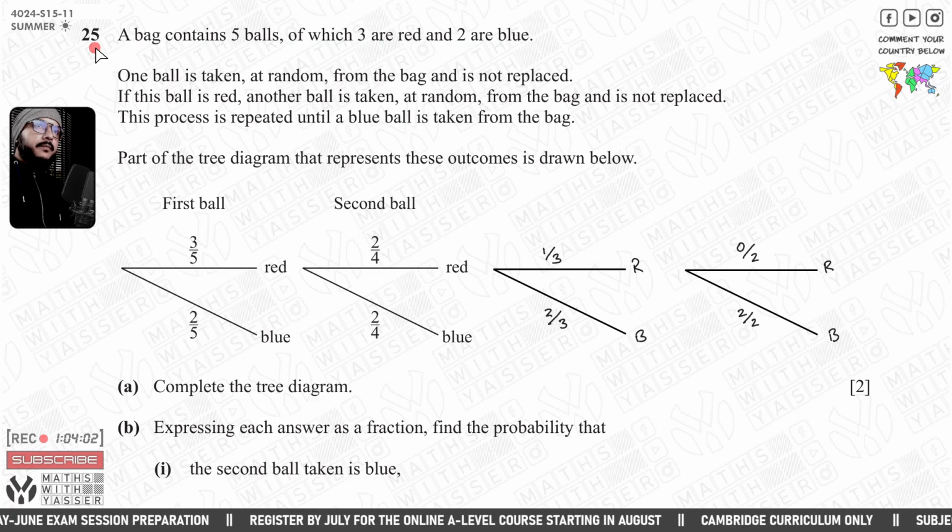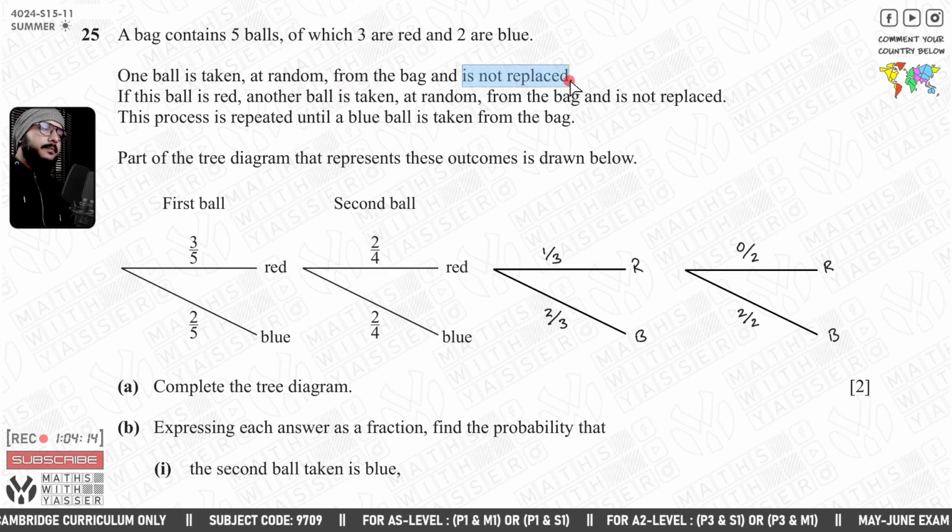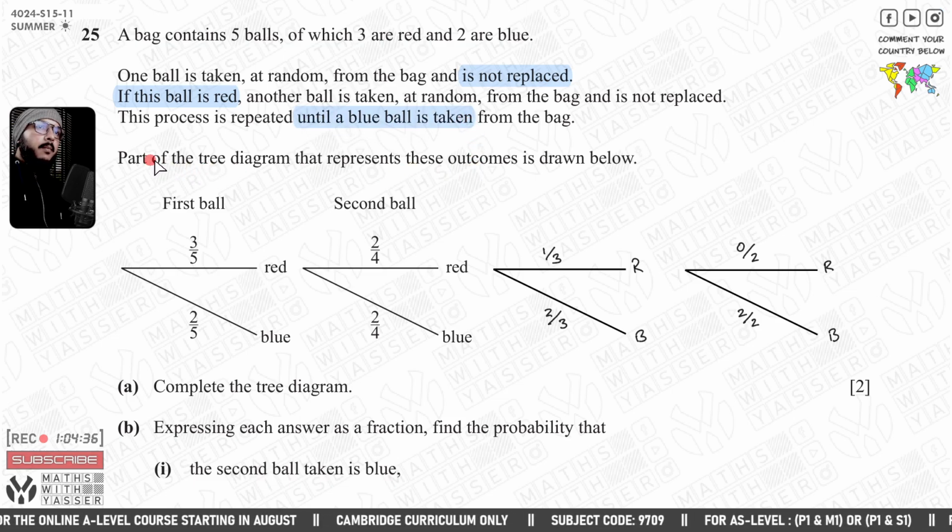Question number 25. A bag contains 5 balls, of which 3 are red and 2 are blue. One ball is taken at random from the bag and is not replaced. If this ball is red, another ball is taken. If it is red, another ball is taken at random from the bag and is not replaced. This process is repeated until a blue ball is taken from the bag. Part of the tree diagram that represents these outcomes is drawn below. So we need to complete the tree diagram.